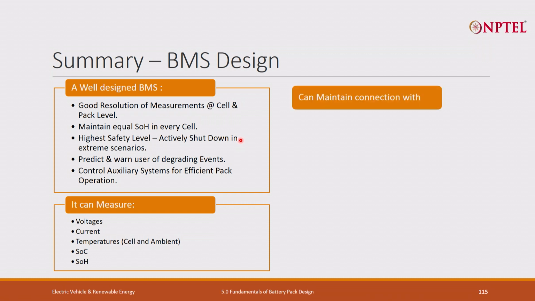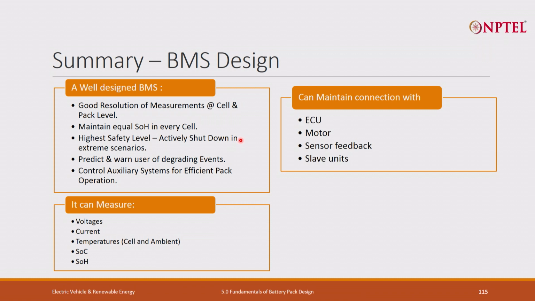It should maintain connection or communication with the ECU, the electronic control unit of the vehicle, so that it can say, yes, I have this much charge, I can run the vehicle for this distance. It should communicate with the motor: I have this much energy left, I can give you only this much power, or you are overdrawing the power from me.